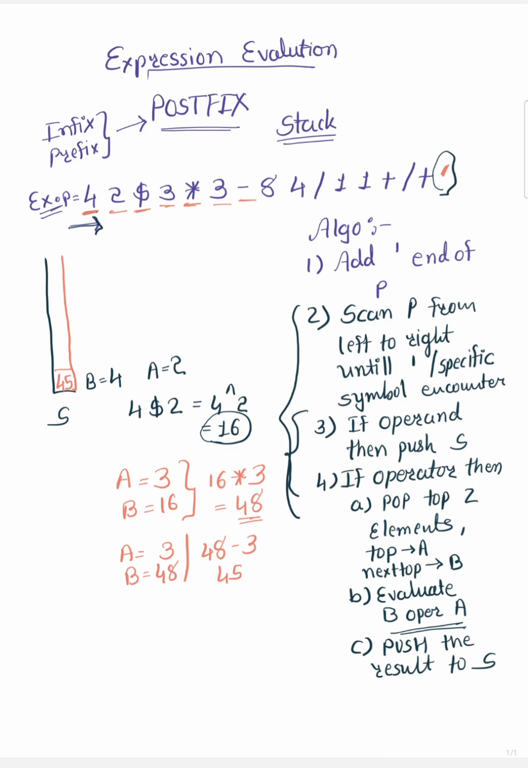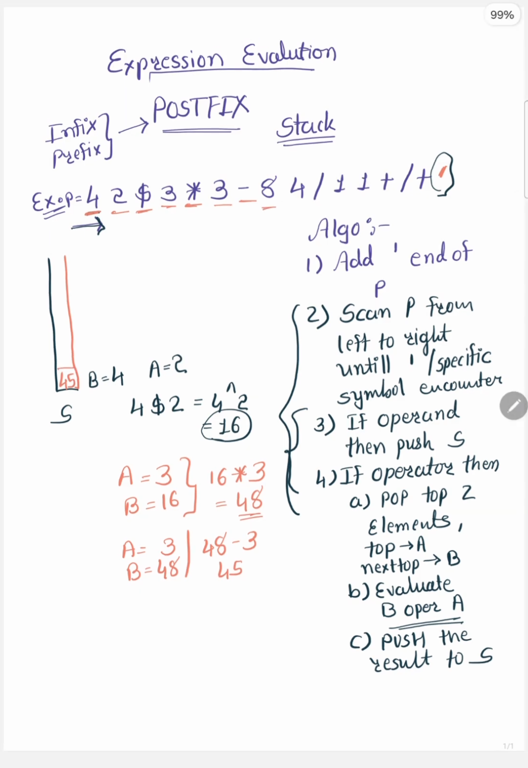Next I'm having this 8, right? Again operand, I simply push it. Next is 4, again an operand, I simply push it, right? Next I'm having this slash, that means divide symbol. I need to pop the top 2 elements. Here I am having 3 elements, right? So the top 2, that means 4. So 4 would become my A, right? And 8 would become my B.